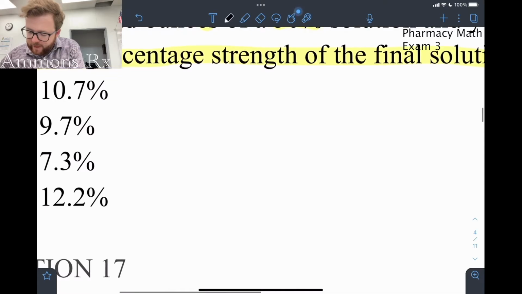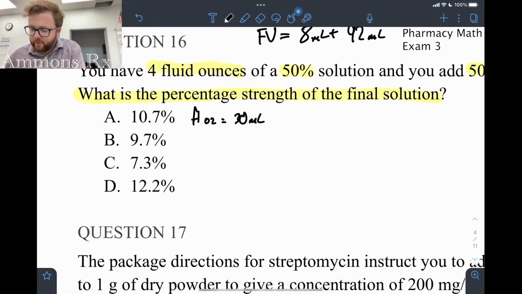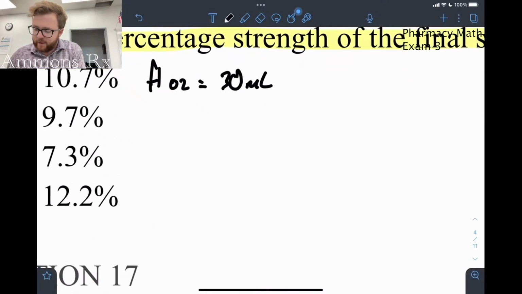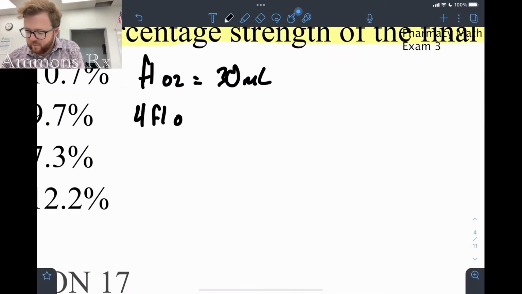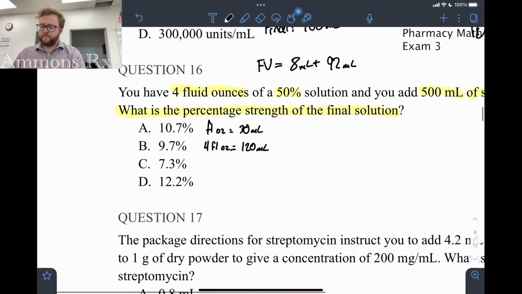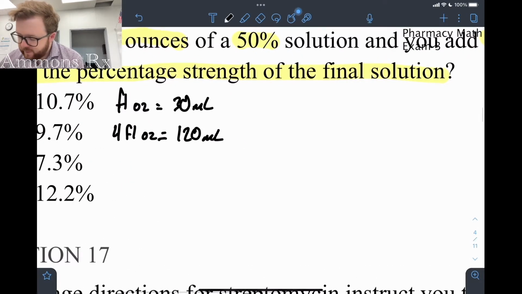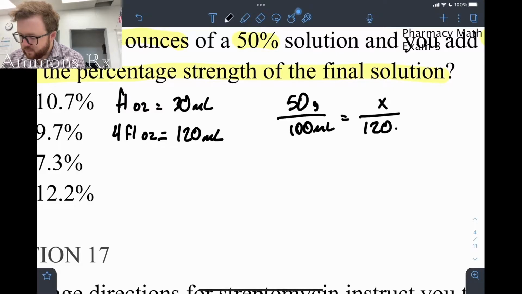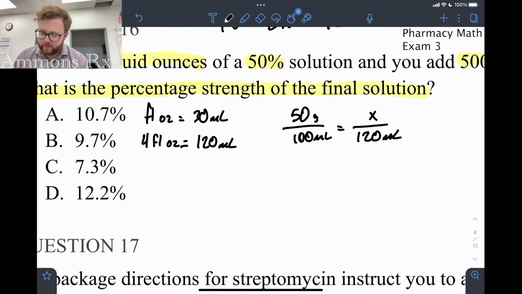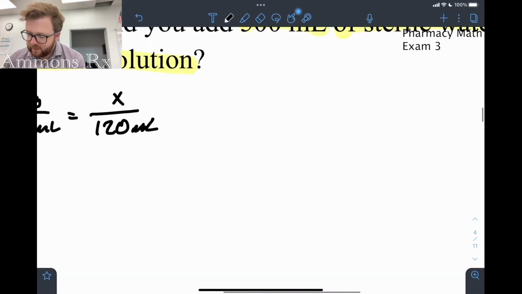Number 1. So ounces is how many mils? It's 30 mils. Okay. So if you have 4 ounces, you have 120 mils. Okay. So we have 120 mils of a 50%. So 50 grams over 100 mils. So how many grams are in our 120 mils? It's going to be 60 grams.